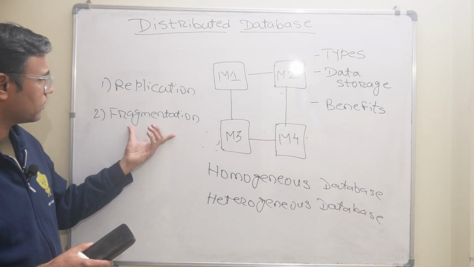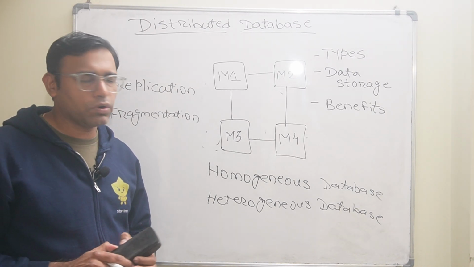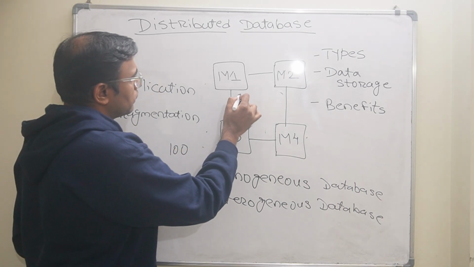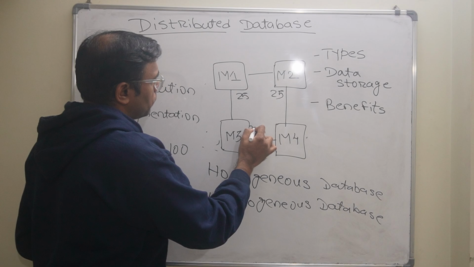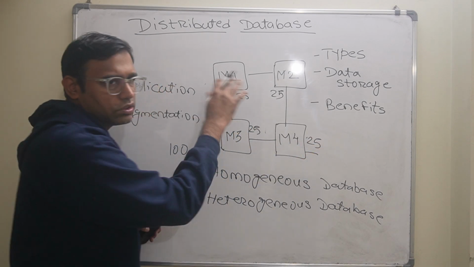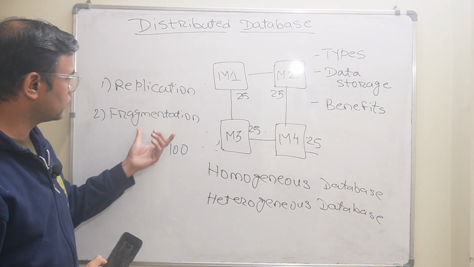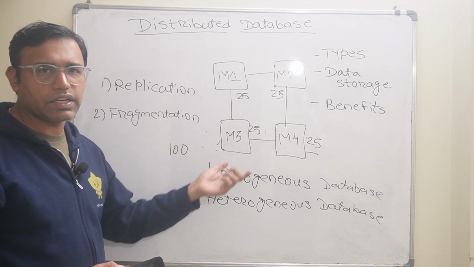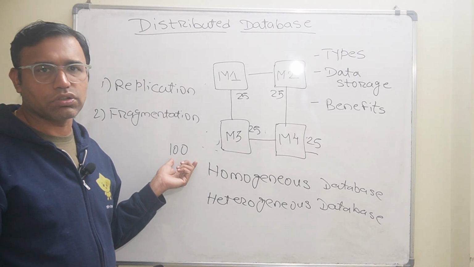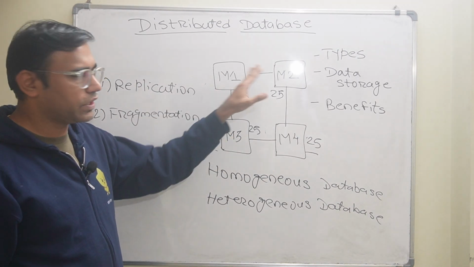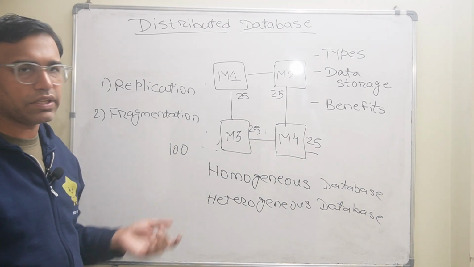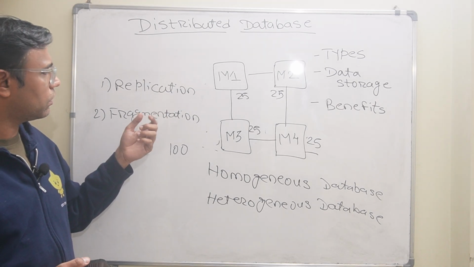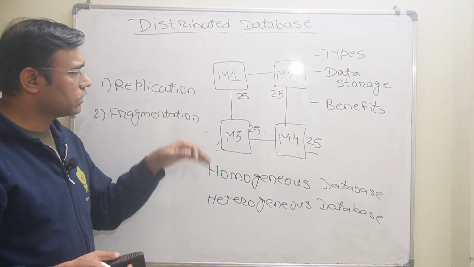Now next is fragmentation. What is fragmentation? You have divided the data among the 4 machines. Suppose there is 100 GB of data, you can create 25, 25, 25 and 25 GB of data distributed among the machines. So this is nothing but fragmentation. It will remove the problem of redundancy as well as data inconsistency. Since there is no dependency of the data between the 4 machines, you will not find any inconsistency of the data. So these are the 2 techniques through which the data can be stored in distributed database.